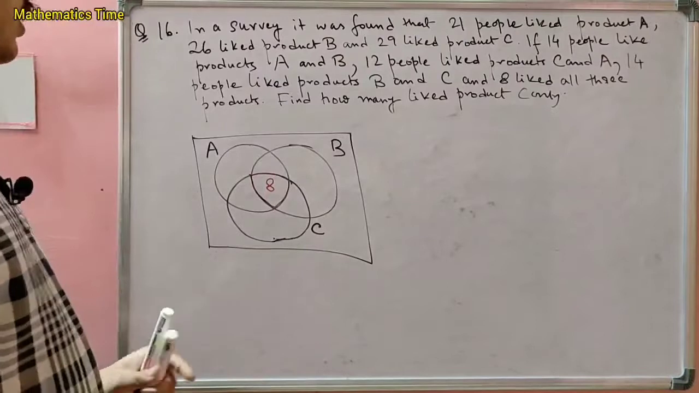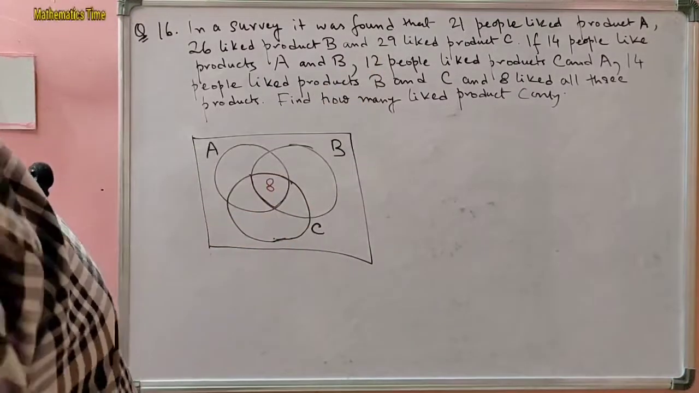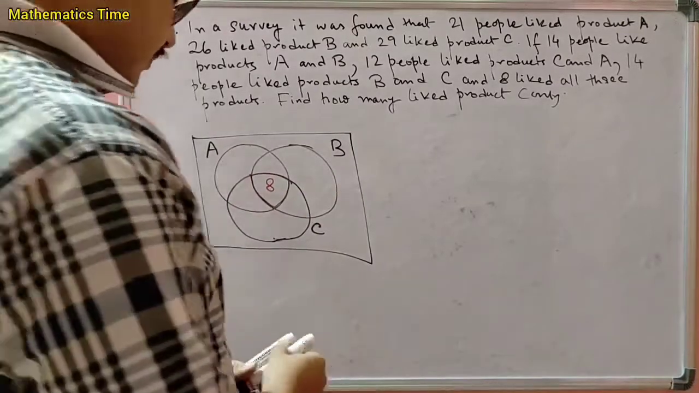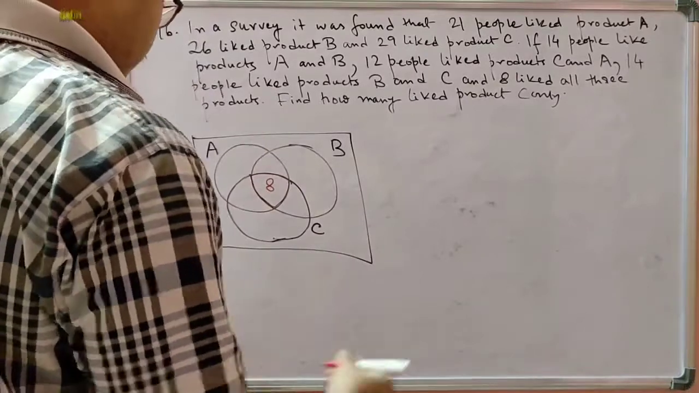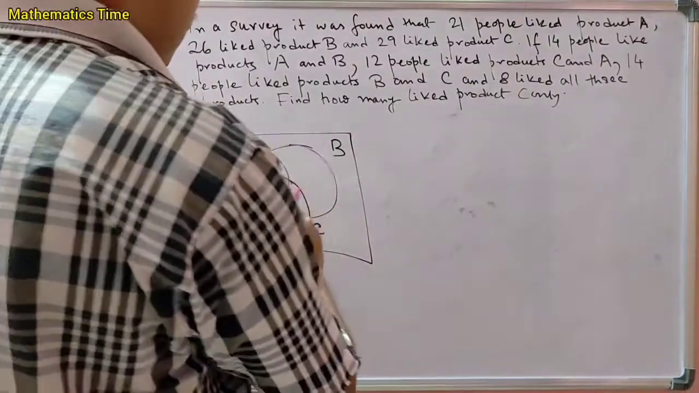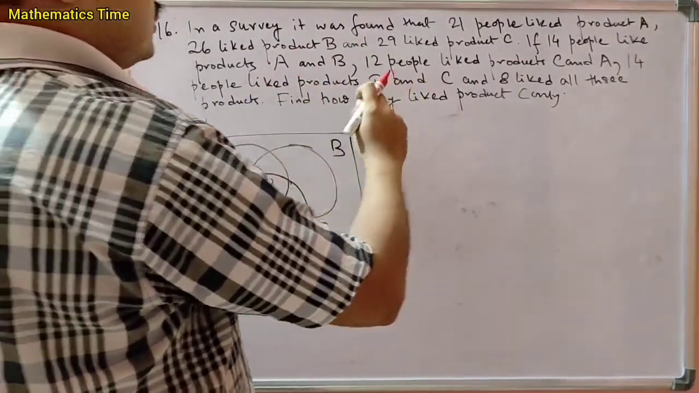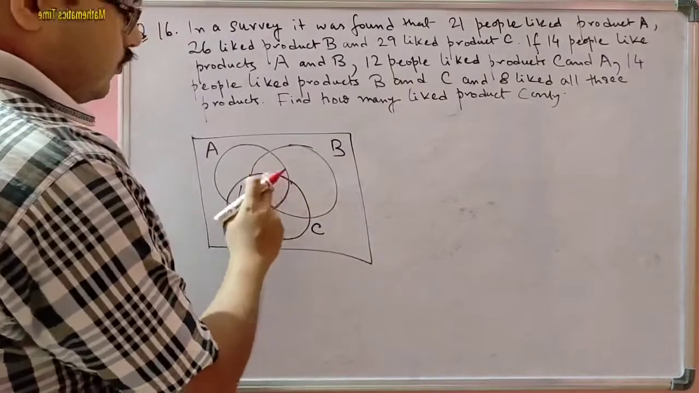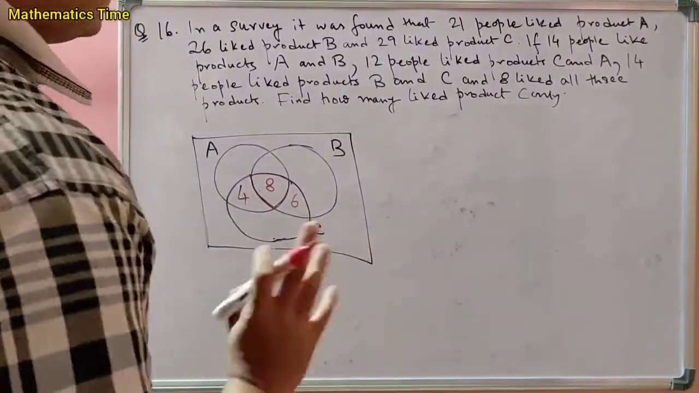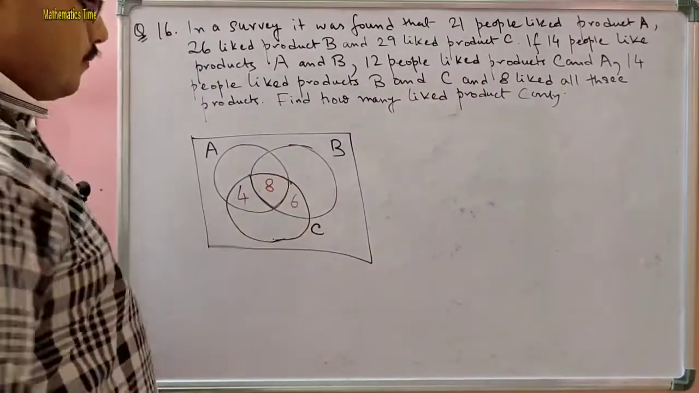So next, how many like A and C? It is given 12 people like A and C. So 12 people like A and C means here it will be 4 plus 8, that is 12. Okay, now how many like B and C? It is given B and C is liked by 14. So this will be total 14. This is 8, this is 6 plus 8, 14. Okay, this satisfies.